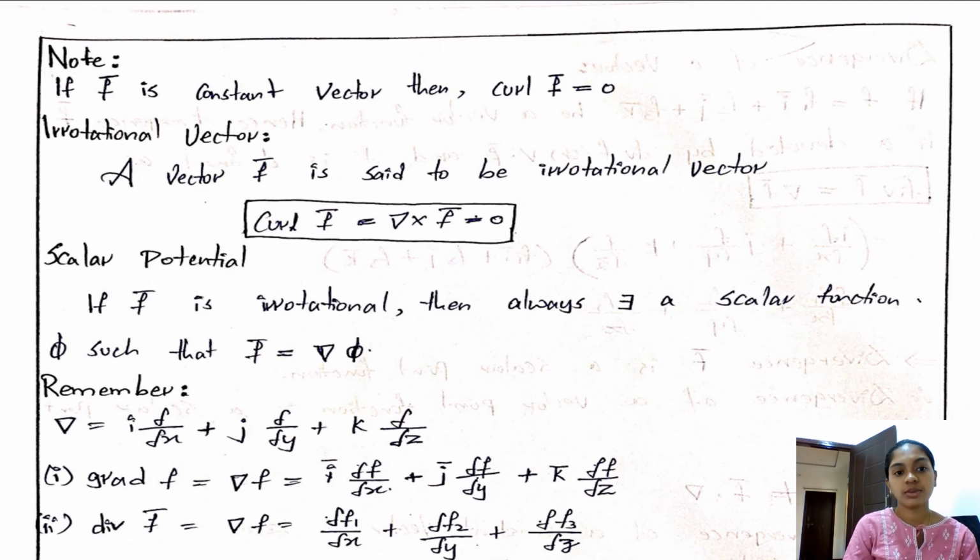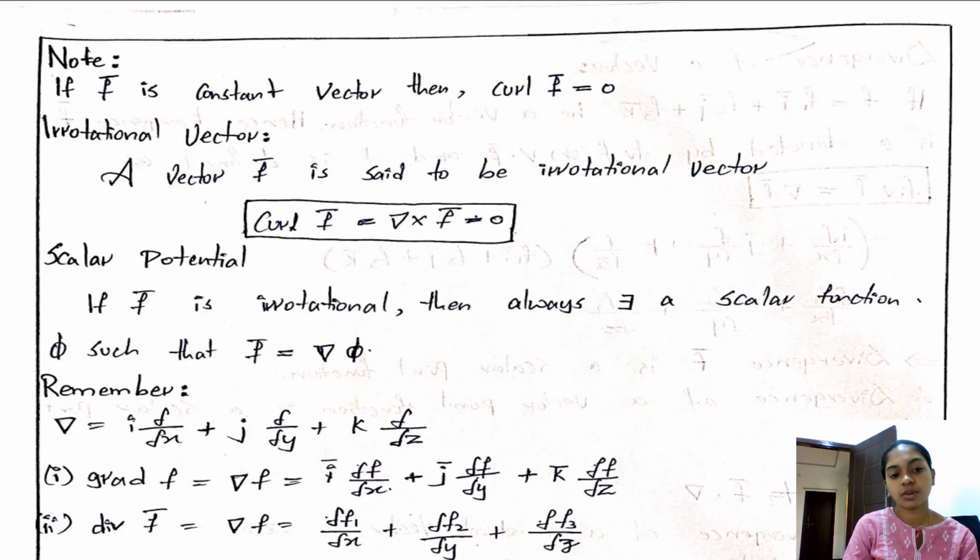Coming to irrotational vector, a vector f is said to be irrotational if curl f = del × f = 0. Scalar potential: if f is irrotational, then there always exists a scalar function phi such that f = del phi.